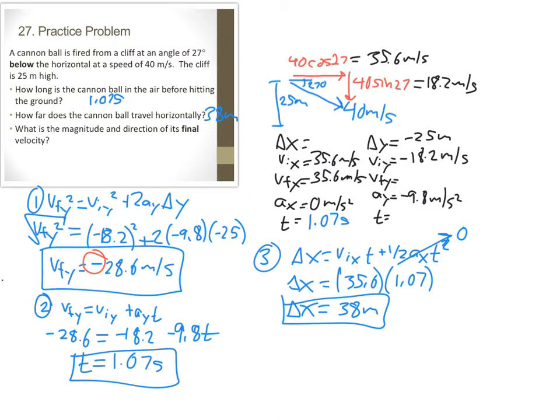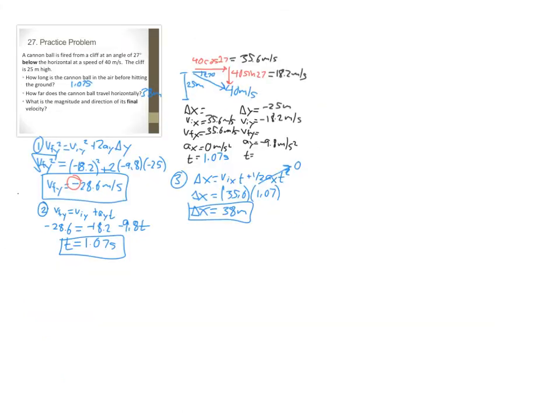For that final question, what is the magnitude and direction of its final velocity when it lands? I'm going to go ahead and think about the x and y components of my final velocity when I land and put them back together. So I know that when this object lands, it's still traveling at a speed of 35.6 meters per second in the x direction, and I solve for that final y velocity, which ends up being 28.6 meters per second going down. So that means that my overall velocity will be this hypotenuse here, and I can solve for that angle as well.